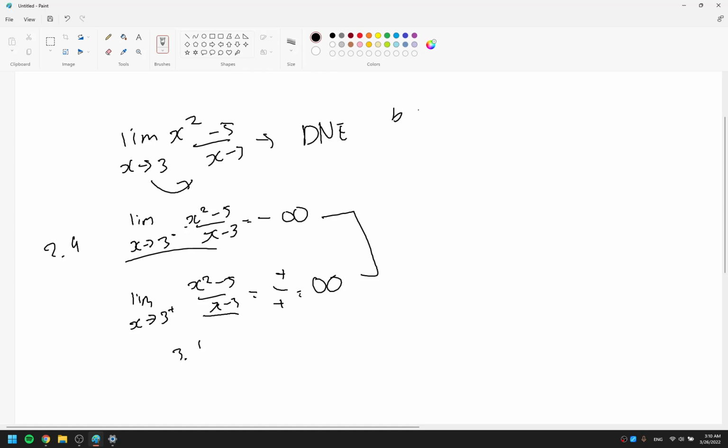And you have to specify the reason. It's because the limit from the left side does not equal the limit from the right side. Yep, that's it.